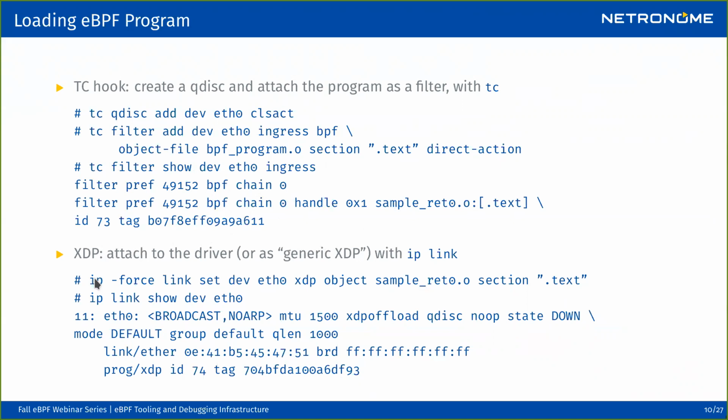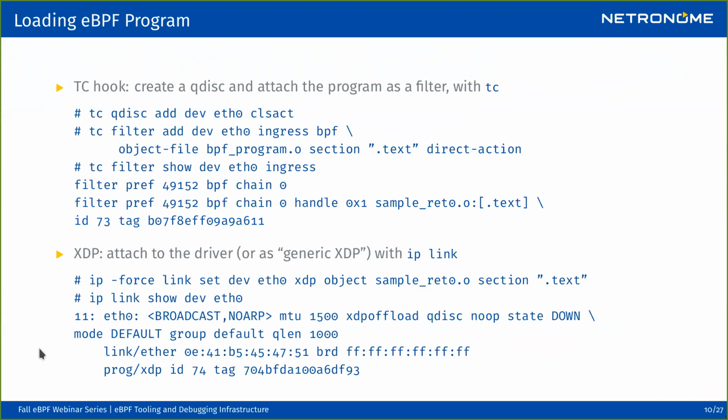So I could use ip link set dev, the name of my network interface here, xdp, and load the program from this object file and from that section in the object file. And then I can also dump with ip link and see that I have a program, an XDP program, attached to my interface.